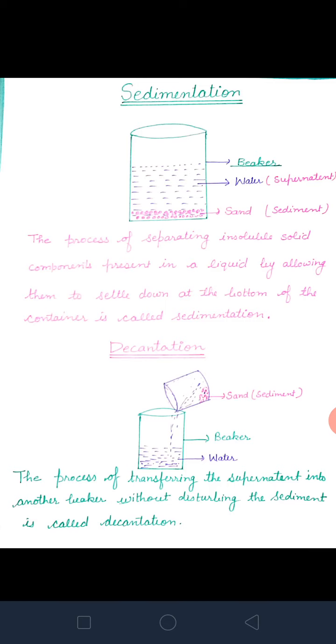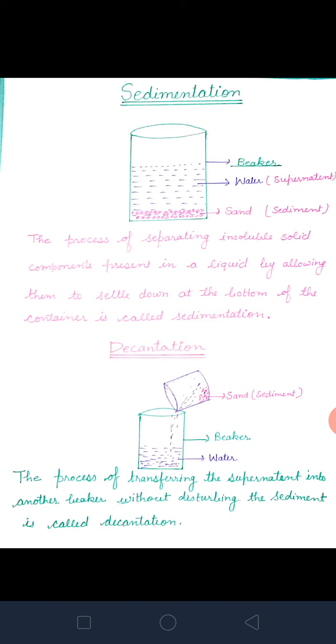So, what do you mean by sedimentation? The process of separating insoluble solid components. We have removed the dirt particles. Dirt particles are solid components that settle down at the bottom because they are heavy particles. You know very well, heavy particles settle down, lighter particles float on the water. So the process of separating insoluble solid components present in a liquid by allowing them to settle down at the bottom of the container is called sedimentation.